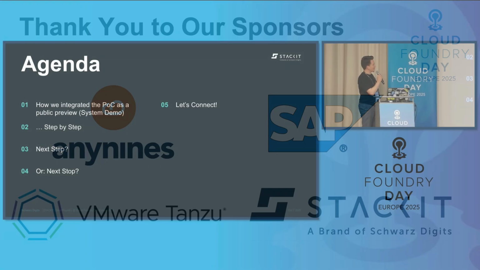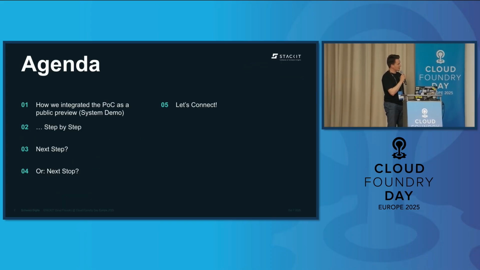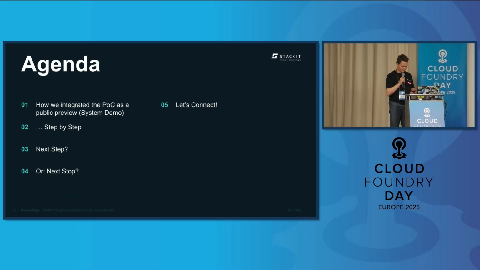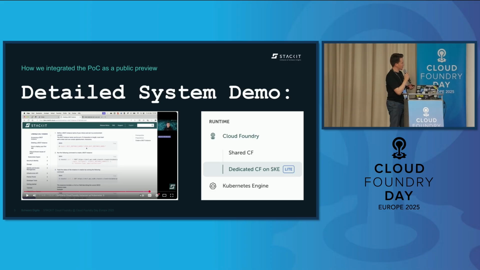So, the talk is "Next step Korifi: our journey from a proof of concept to a cloud service in public preview." Last Cloud Foundry Day, we saw what the folks were doing on the Korifi project. So we took it, bundled it and put it on our cloud as a public preview. You can use the STACKIT CLI to talk to the STACKIT API and just deploy a cluster and try it out. This talk briefly shows how it works.